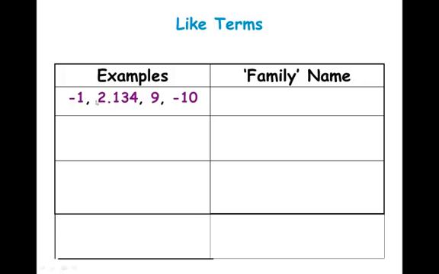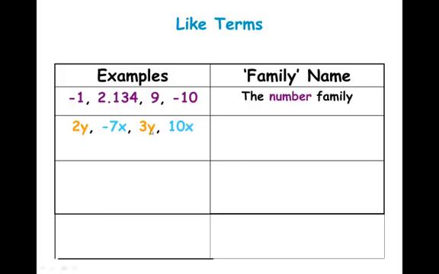Here we have -1, 2.134, 9 and -10. These are all like terms, and as I said in the definition, like terms can be added together. You know that you can add -1 to 2.134 and you're going to end up with 1.134. You can add -1 to 9 and end up with +8. So we can call this the number family. So any number in that family you can add and subtract together. Just the same way with the pronumerals, we can add and subtract together the Y family.